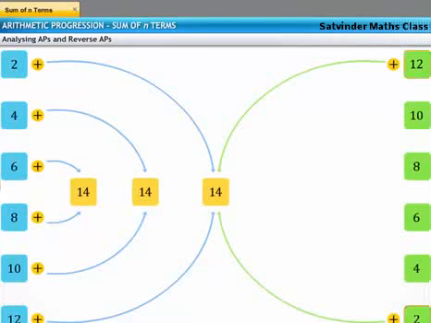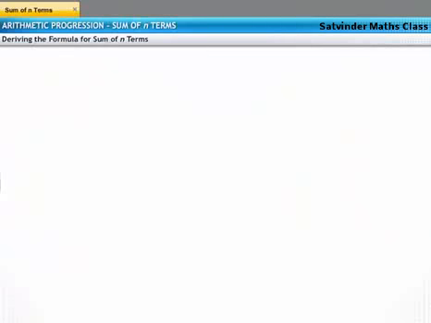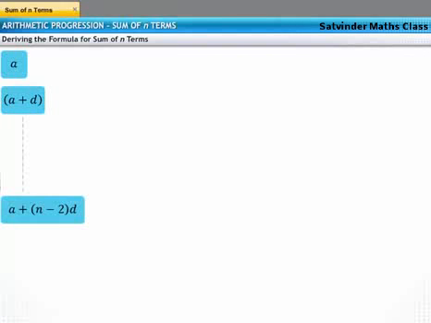The sum is 14. Similarly, if you add the second term to the fifth term and the third term to the fourth term, the sum is 14. This shows a pattern that we can use to derive a formula for the sum of n terms. In a standard arithmetic sequence where A equals first term, D equals common difference, and n equals number of terms, the second term will be A plus D, and so on. In this way, you can compute each term till the nth term.